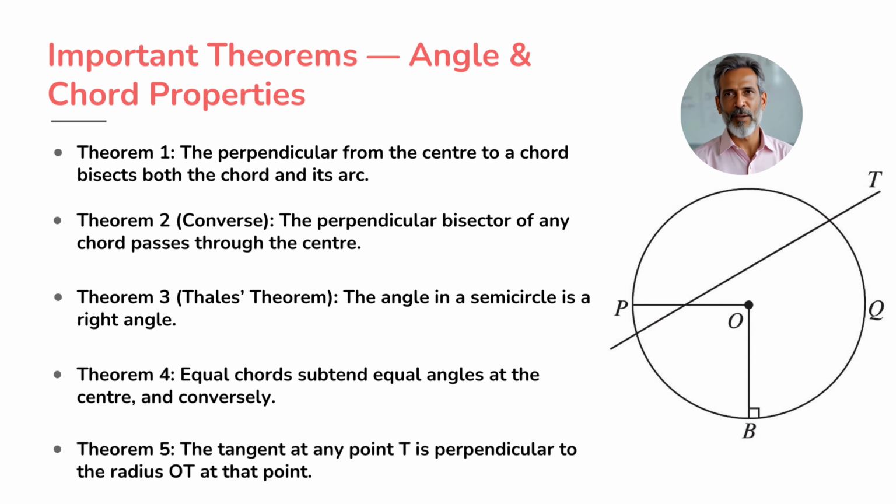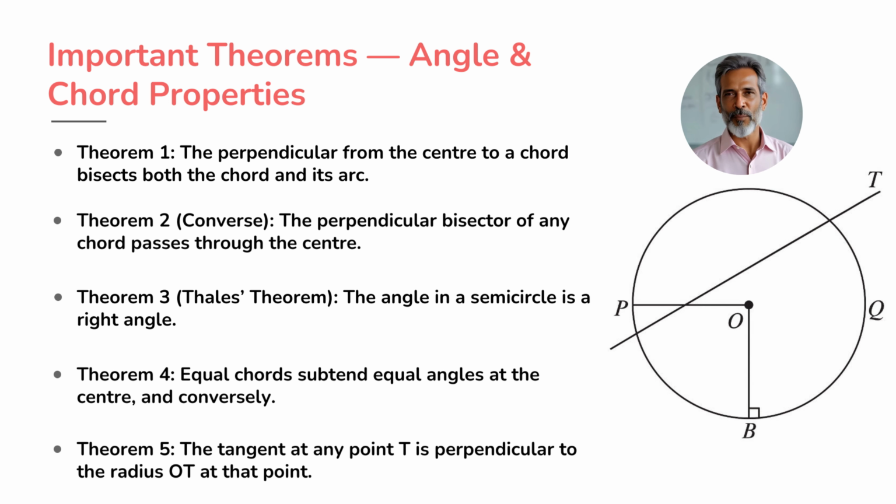Alright, before we jump deeper into equations, let's remember, geometry built the circle before algebra described it. So, a few golden circle rules every student must know. The perpendicular from the center to any chord bisects that chord, and also the arc it subtends. So, the perpendicular bisector of a chord always passes through the center. The angle in a semicircle is a right angle. This is Thales' theorem, one of the oldest results in geometry. Equal chords subtend equal angles at the center, and conversely, equal angles subtend equal chords.